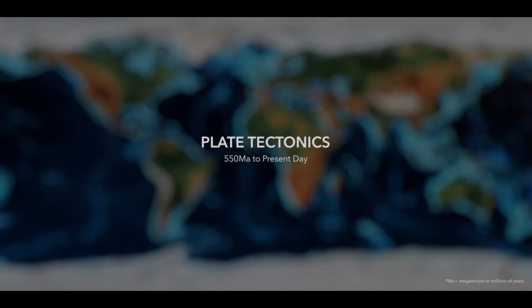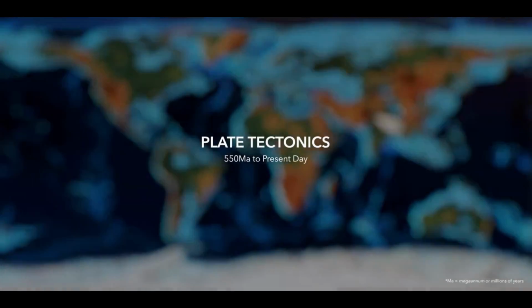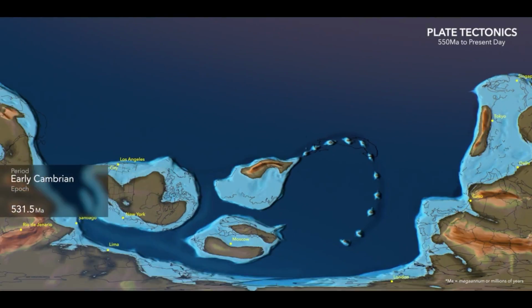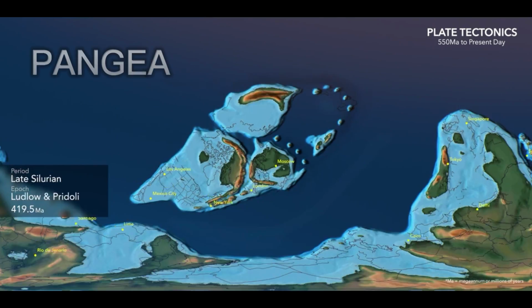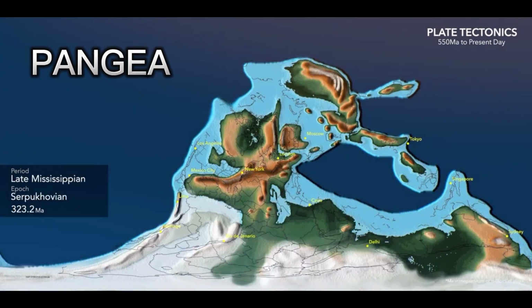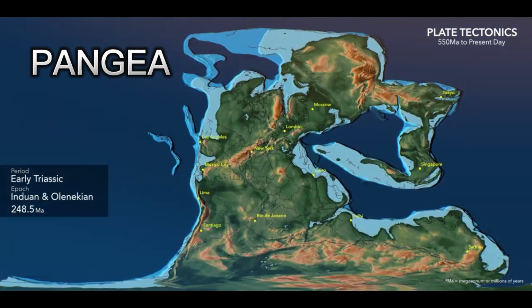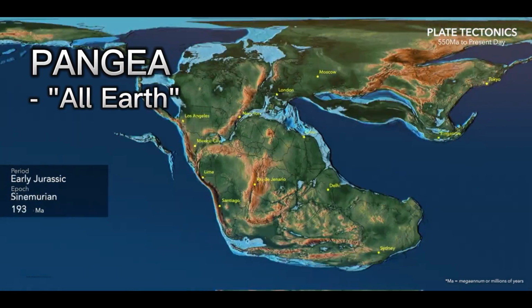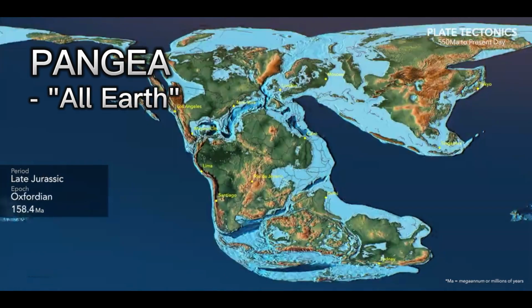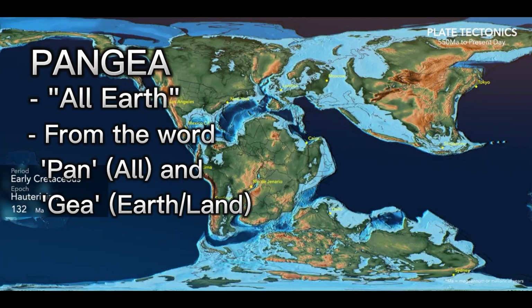All the countries were formed into one single landmass. This landmass was called the continental Pangaea. Pangaea means all earth. It is derived from the word pan, which means all in Greek, and gaea, which means earth or land.